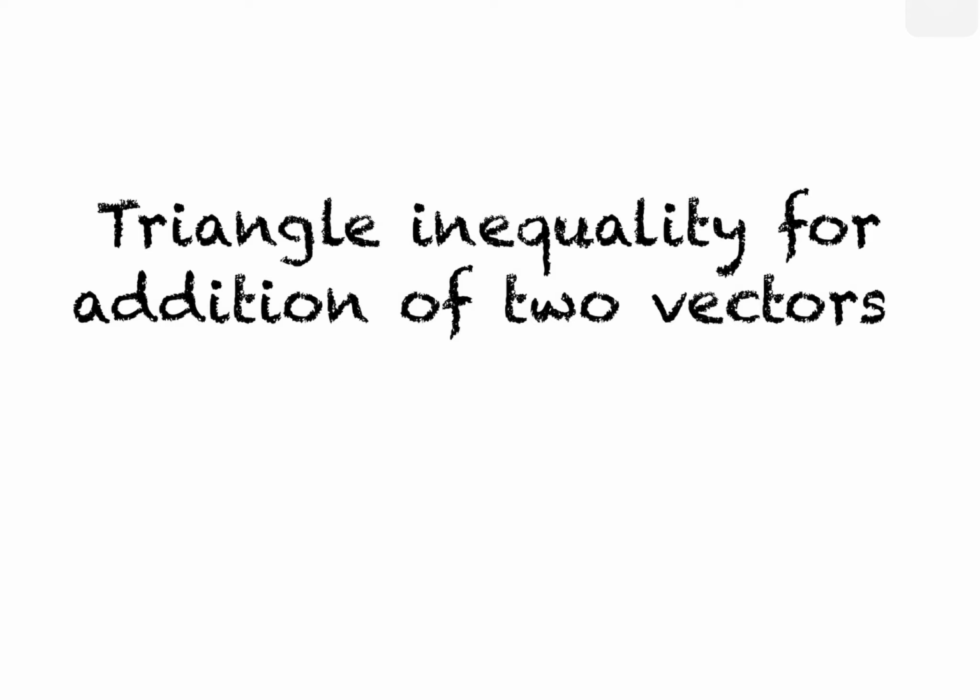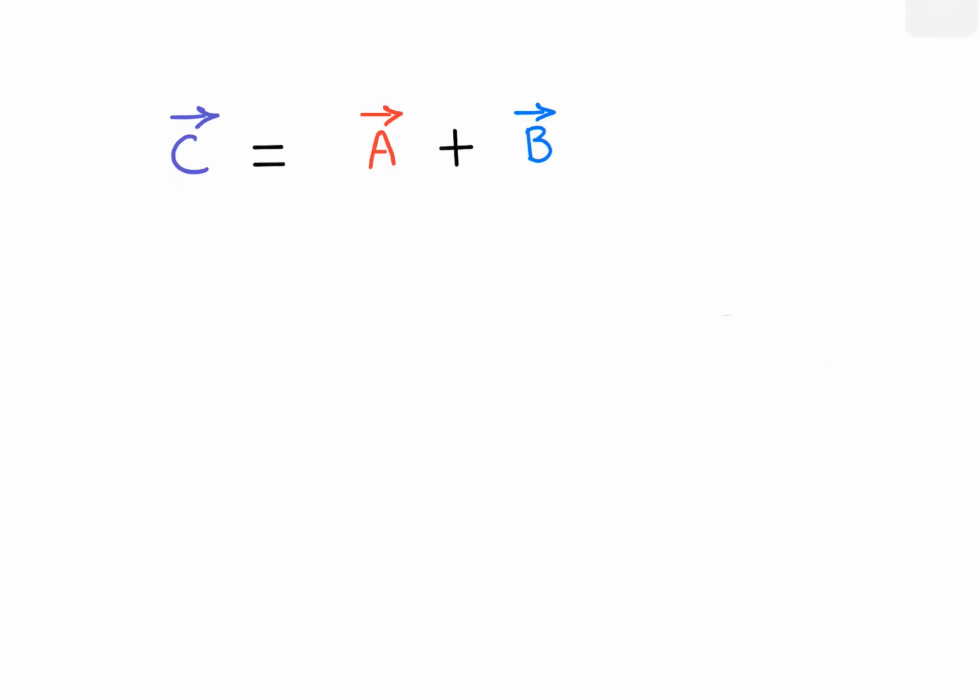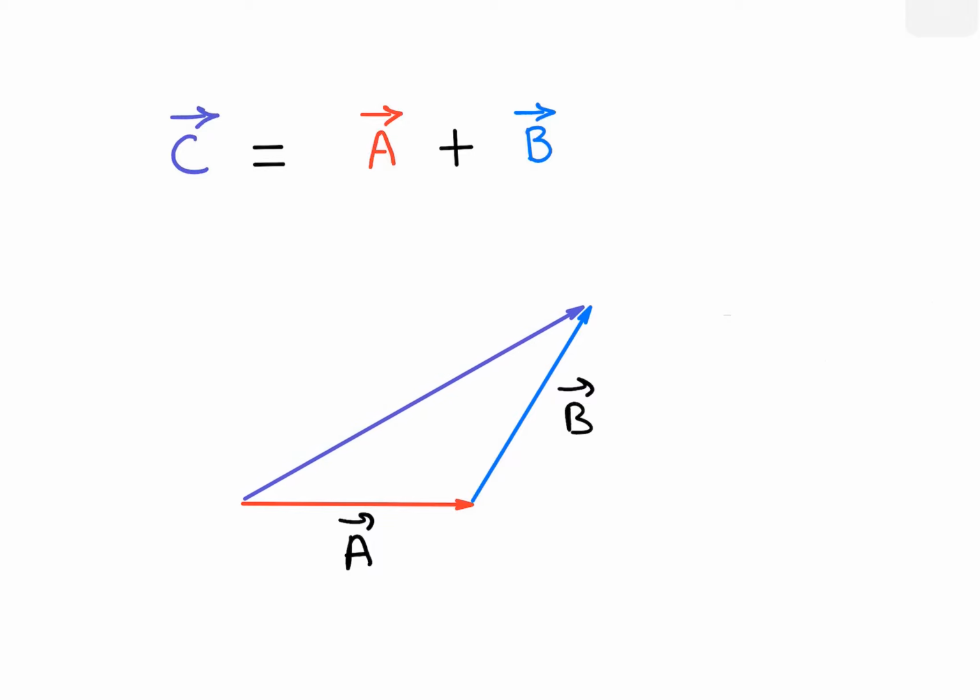In this video, we will study the triangle inequality for addition of two vectors. So let's say we got a vector C, which is the sum of vector A and vector B. Let's draw the diagram. So let's say this is our vector A, and this is our vector B. Then the vector C will be over here. So this is our vector C.